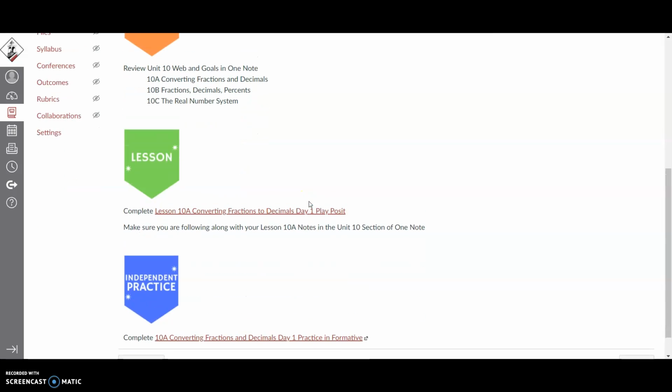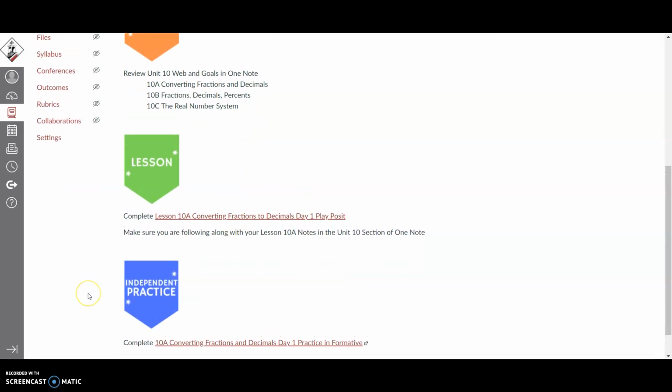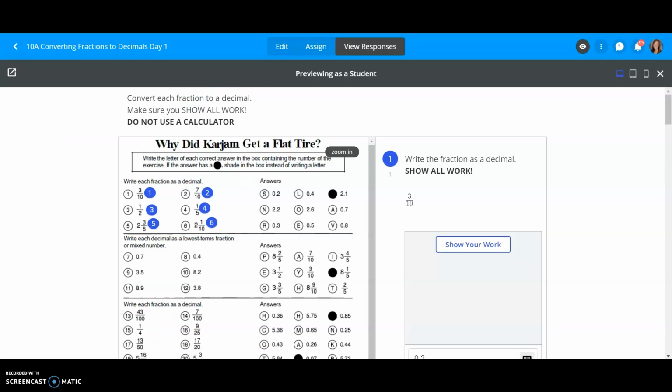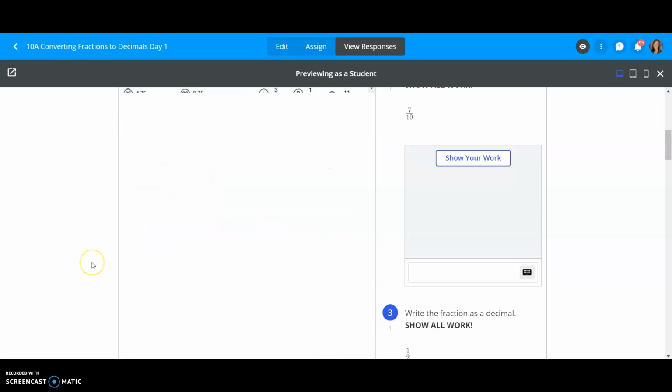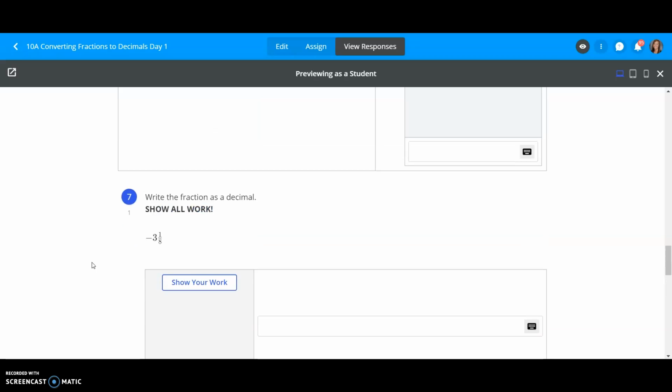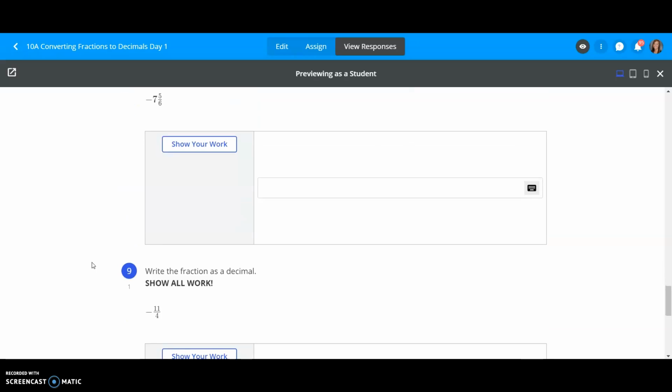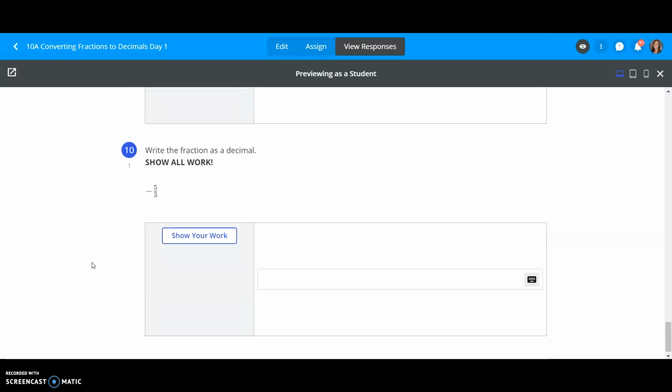After you do that, we have just a short assignment where you show me that you can convert fractions to decimals. What I say in the video is this entire unit is no calculator, so please make sure that when you are doing this homework assignment right here, it looks like this. You have 6 questions where it's some fractions to decimals, and then I also give you some mixed numbers and improper fractions that you have to turn into decimals.